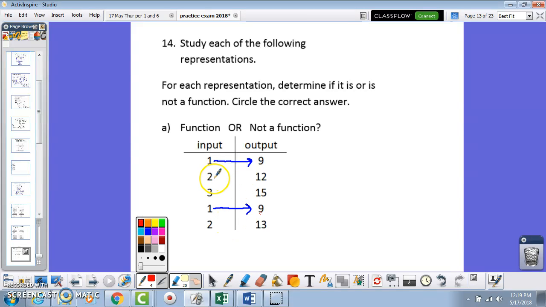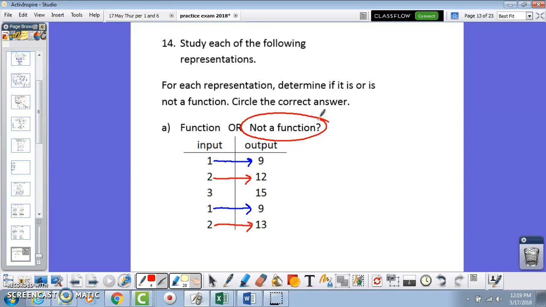Okay, I got a 2, another 2. So this 2, I get an output of 12 so far. Okay. 2, I got an output of 13. So this is not a function because when I repeated the input of 2, I got different outputs. Therefore, it is not a function.